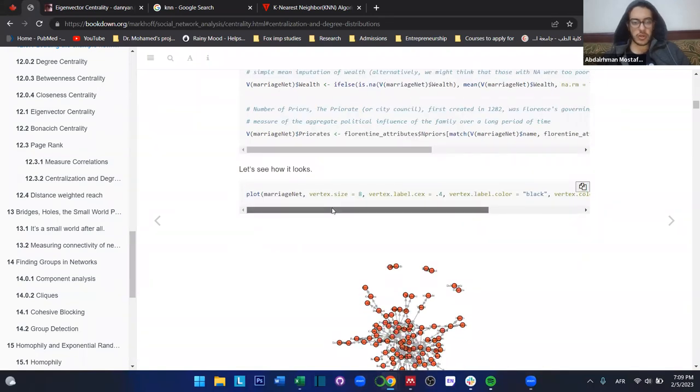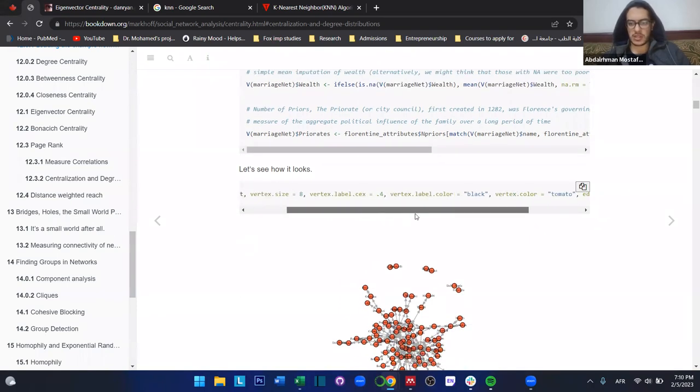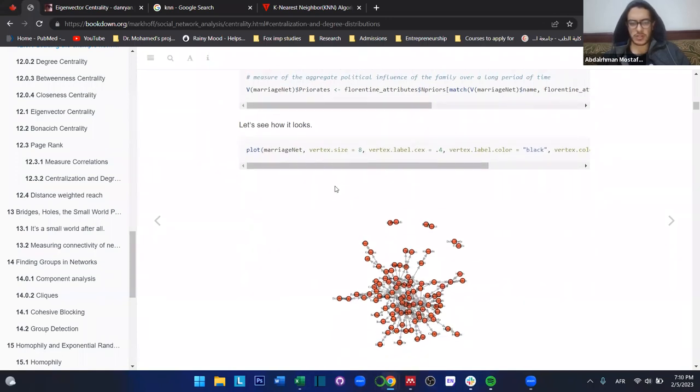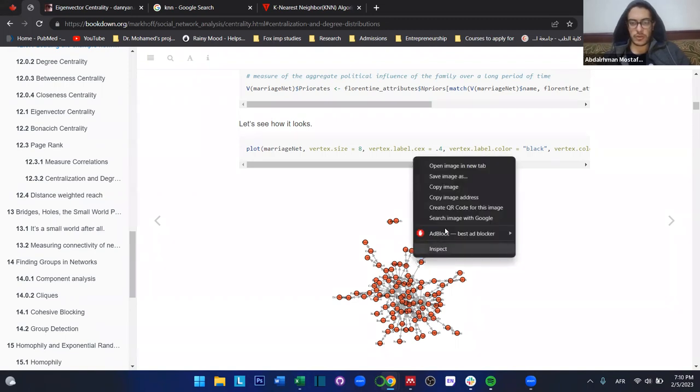So for starters, we start by plotting that network, using wealth as the attribute. We haven't specifically used any sizes yet, so the size is just constant, right? And this is the network connecting each family to the other. And this is a directed network where the arrow means that a family has sent their daughter to be married into the other family, or to marry the son of the other family.